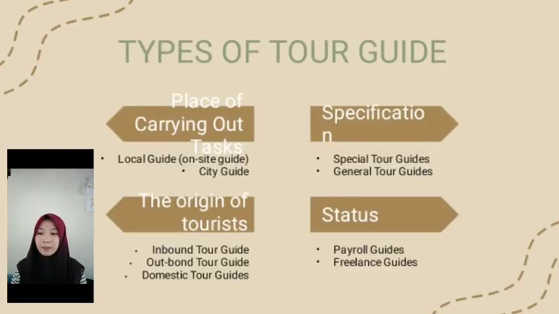Here I will explain about types of tour guide based on the task they carry out. There is local guide or on-site guide. A local tour guide is a tour guide who handles a tour of one or several hours in a particular place, in a tourist attraction, or in a limited area. And then city guide. A city guide is a tour guide whose job is to bring tourists and provide tourists information about the main tourist objects in a city.